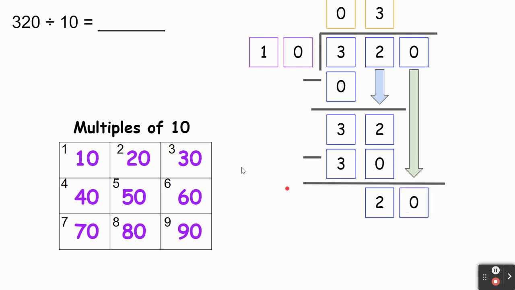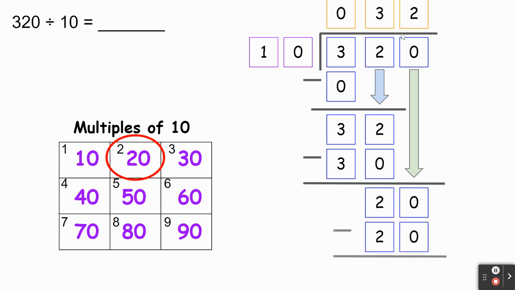So we're going to look at our multiples of 10 to see which multiple gets us closest to 20 without going over. And we can see that the second multiple gets us closest to 20. It gets us exactly there. So 20 is the second multiple of 10. So that means we can give each group 2 ones. And we can represent that 2 up here. So we're giving each group 2 ones. So that means we're sharing a total of 20 ones.